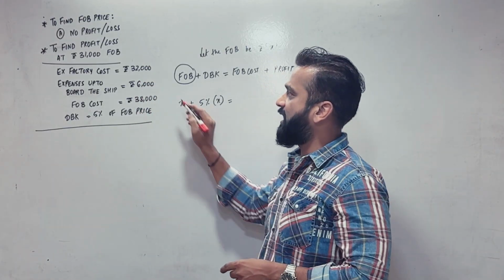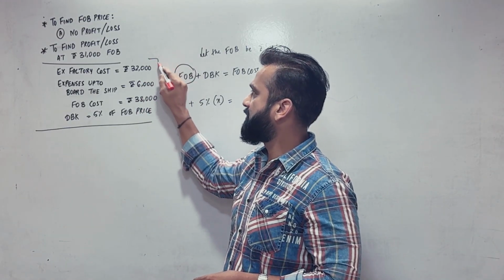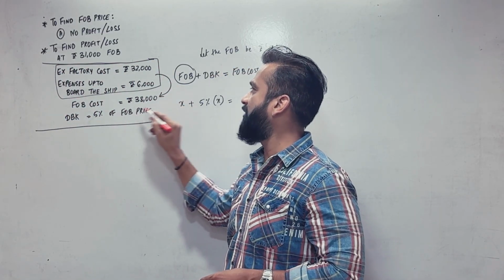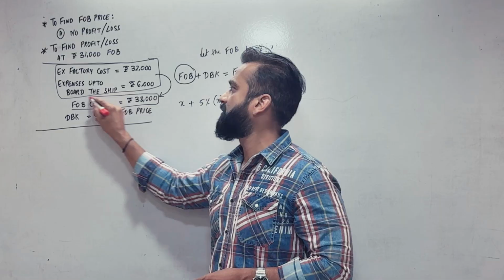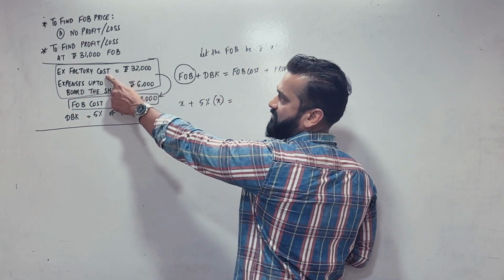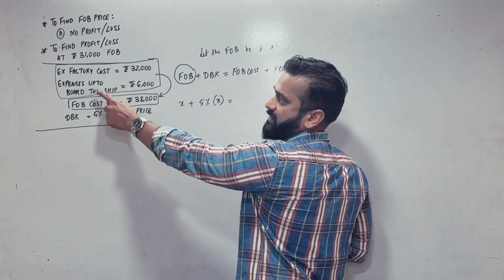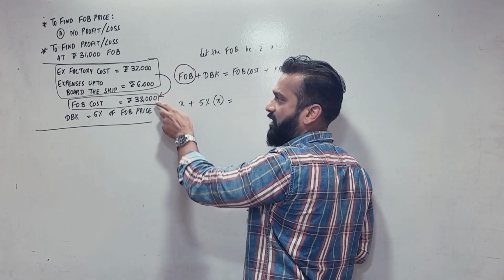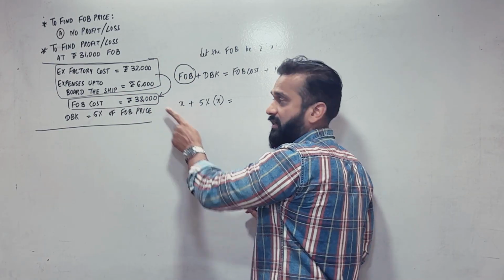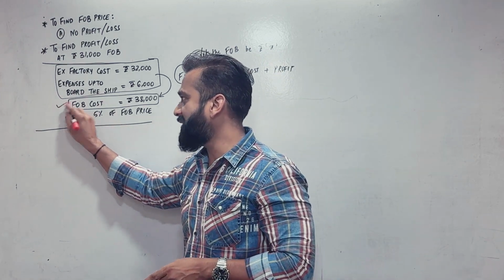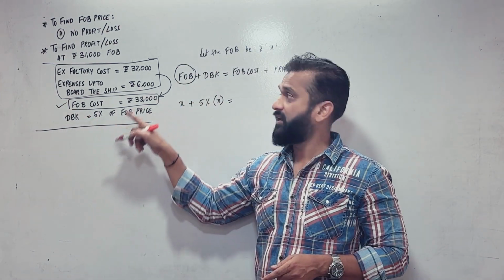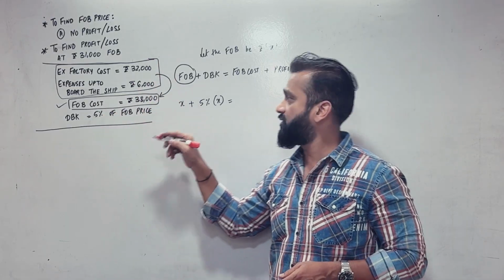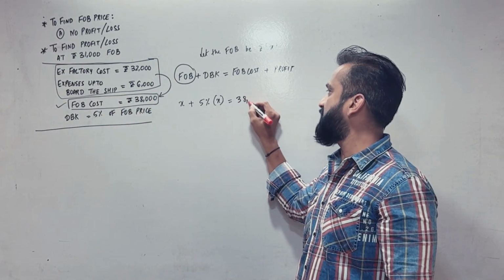See, here are the expenses. Here are two expenses. We have to add them and find the FOB cost. This is ex-factory cost 32,000. This is expenses up to board the ship, 6,000. Therefore, the FOB cost becomes 38,000. I have calculated the FOB cost here. These two expenses were given, I have added them and I have got the FOB cost. So the FOB cost is 38,000.